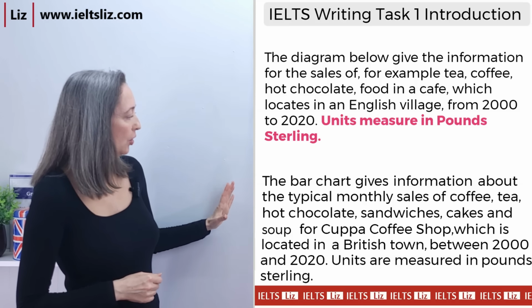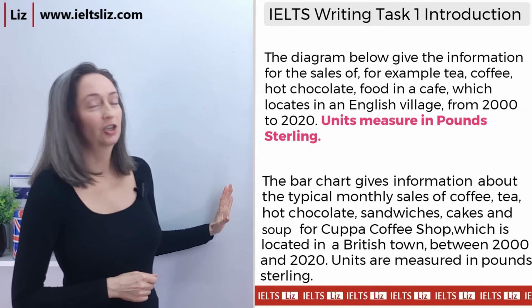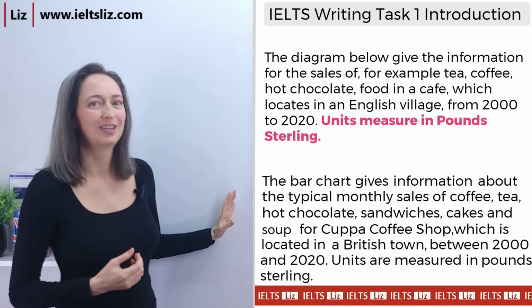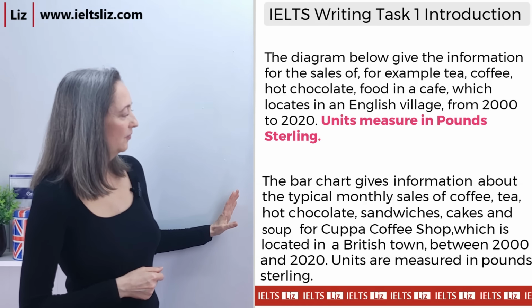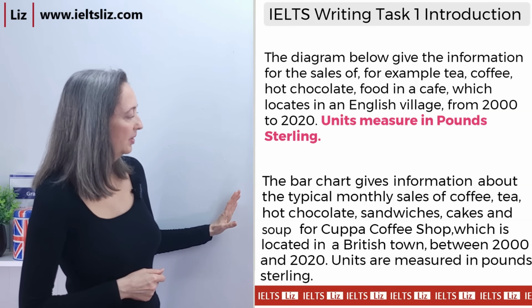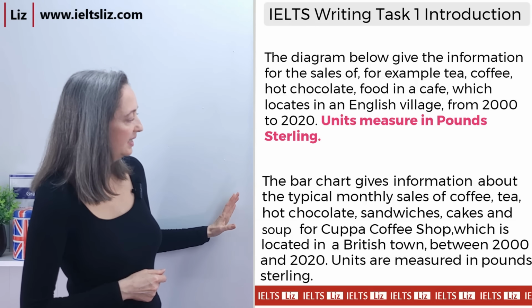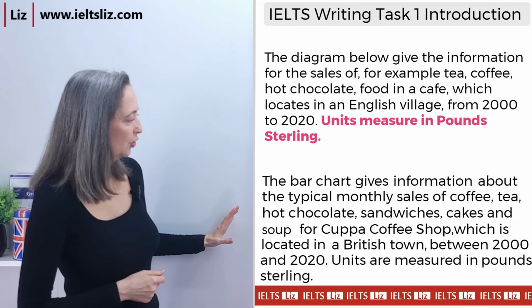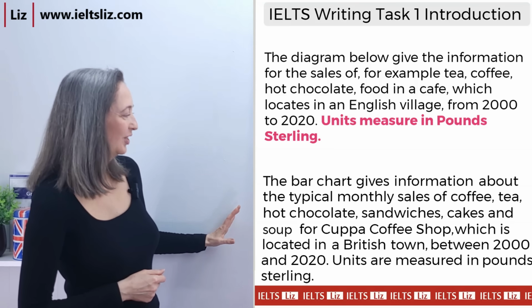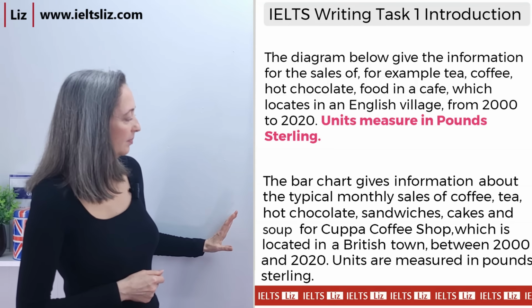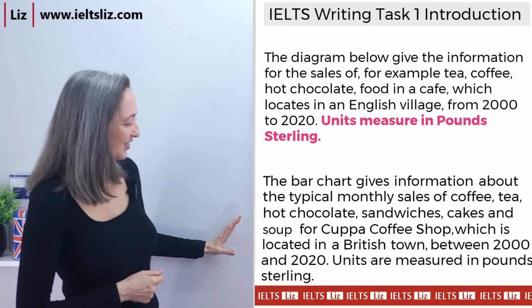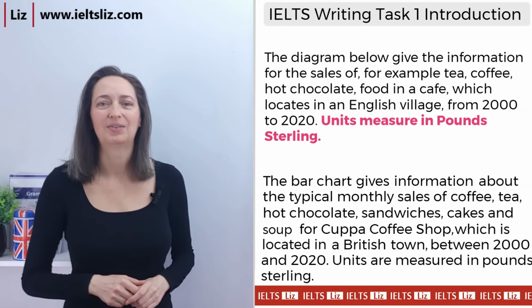But let's go over the introduction that we now have that is accurate. The bar chart gives information about the typical monthly sales of coffee, tea, hot chocolate, sandwiches, cakes, and soup for Cuppa Coffee Shop, which is located in a British town. Between 2000 and 2020, units are measured in pounds sterling.